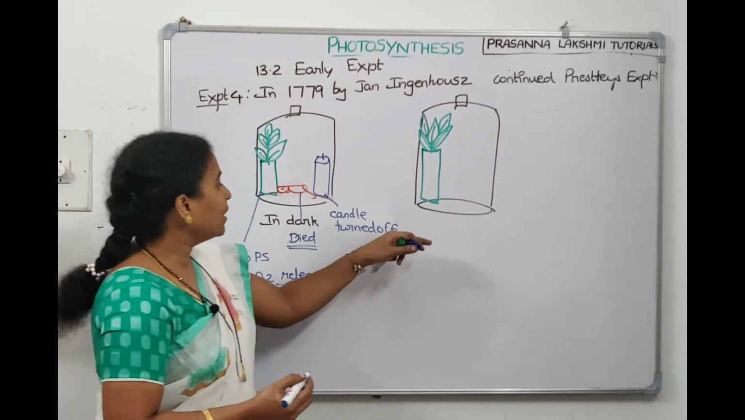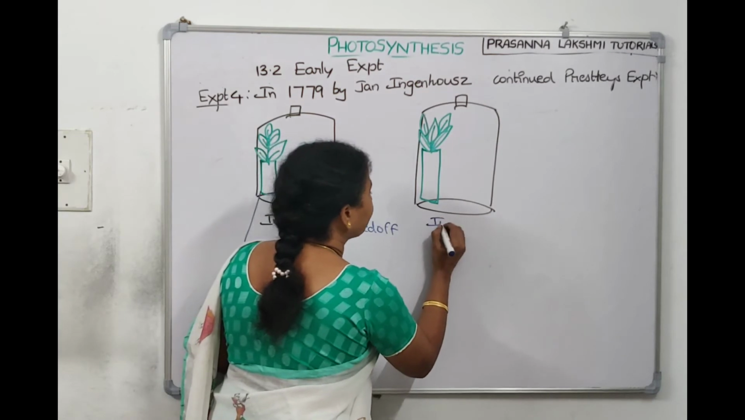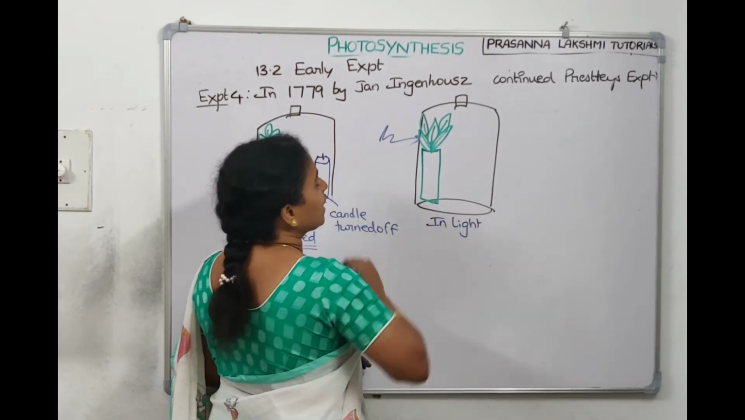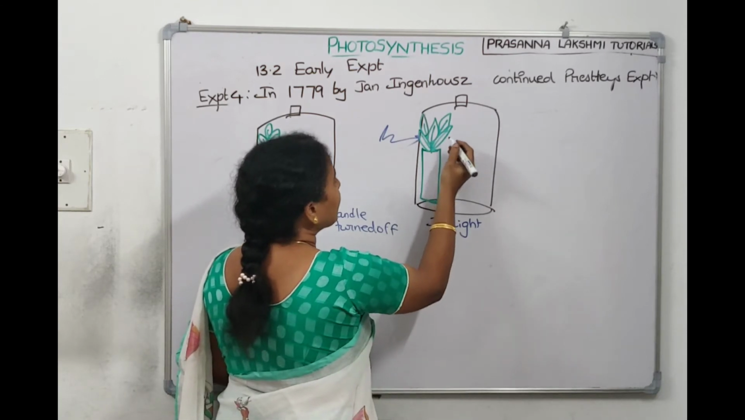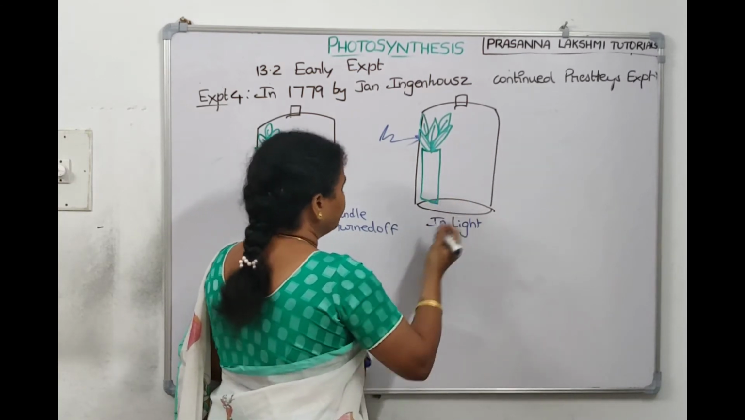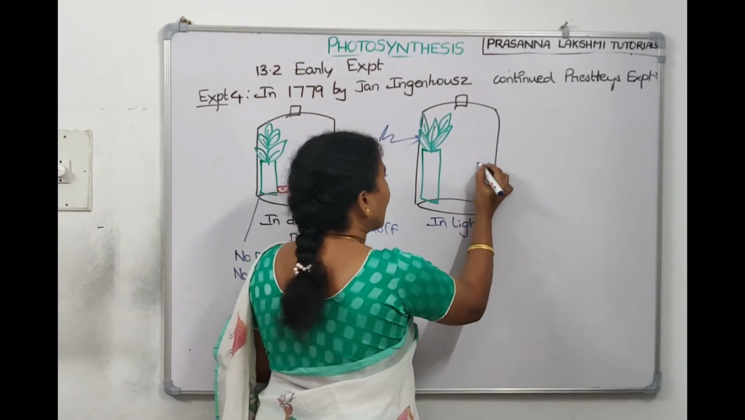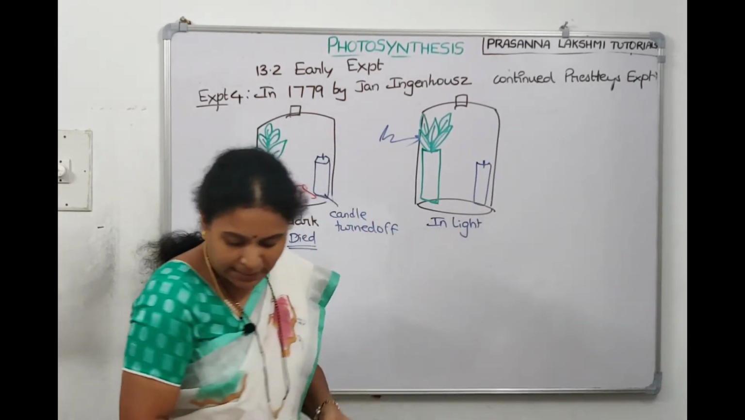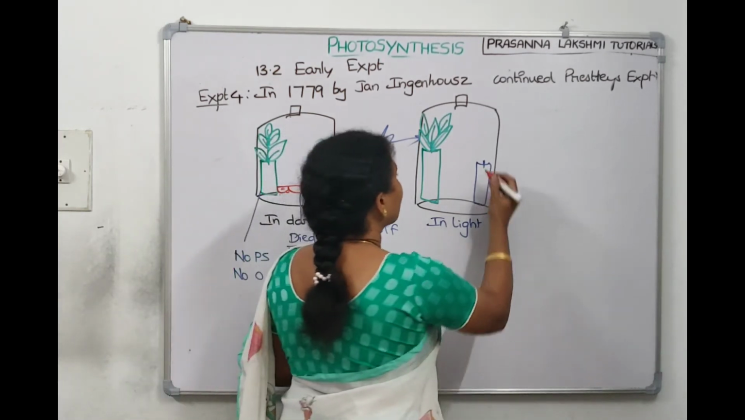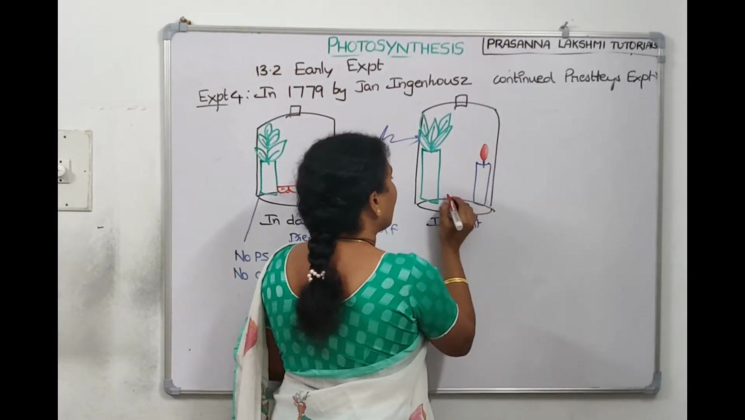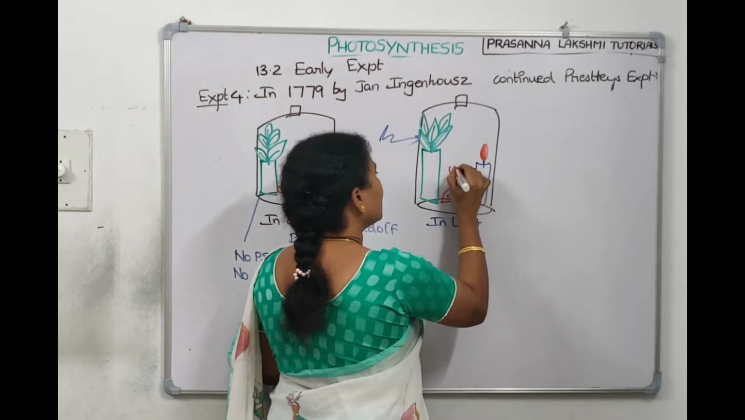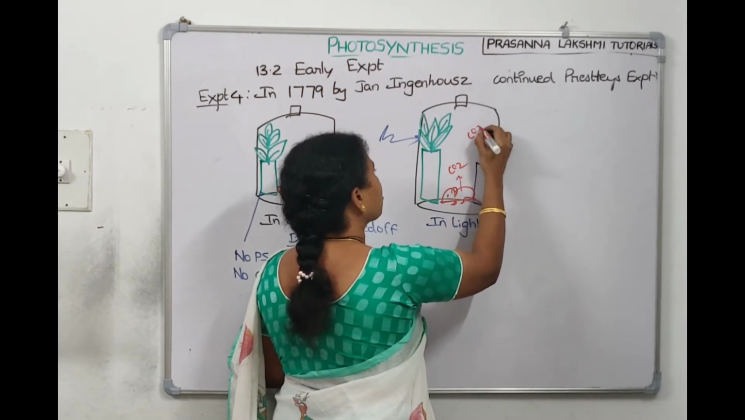Whereas when you take the other one, you are keeping the same setup in light. So the plant is taking the sunlight. And the burning candle, what will it release? The burning candle will release carbon dioxide. And what will the mice release? Mice also will release carbon dioxide, candle also will release carbon dioxide.